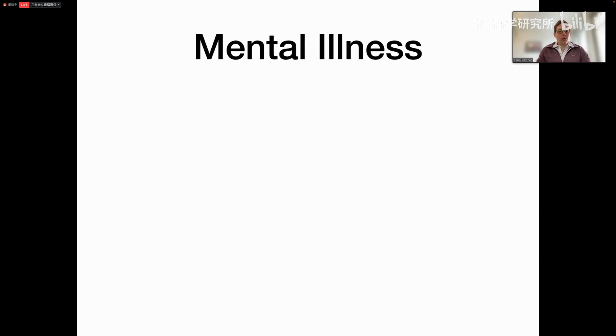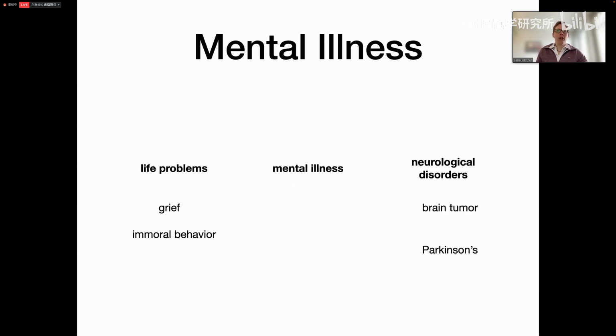So first of all, when we want to model mental illnesses, the question we must first answer is, what are mental illnesses to begin with? If we want to investigate mental illnesses, then we need to investigate scientifically abnormal mental states. And in order to research what exactly these are, we need to delineate them, on the one hand, from life problems, such as grief or immoral behavior, on the other, from neurological disorders, such as brain tumors or Parkinson's.